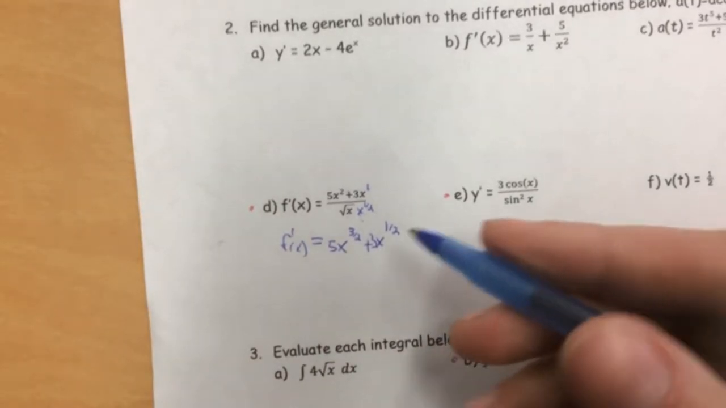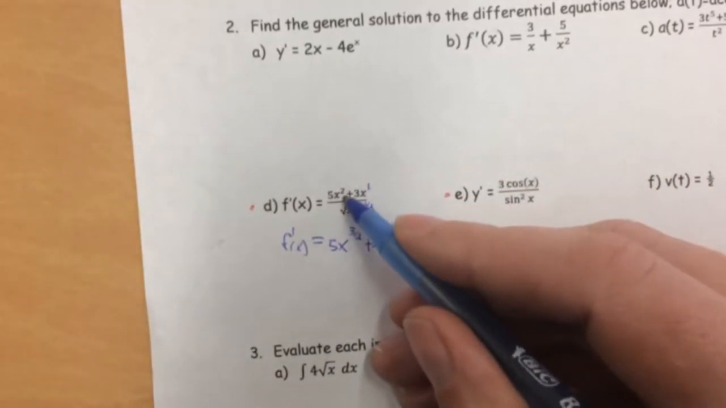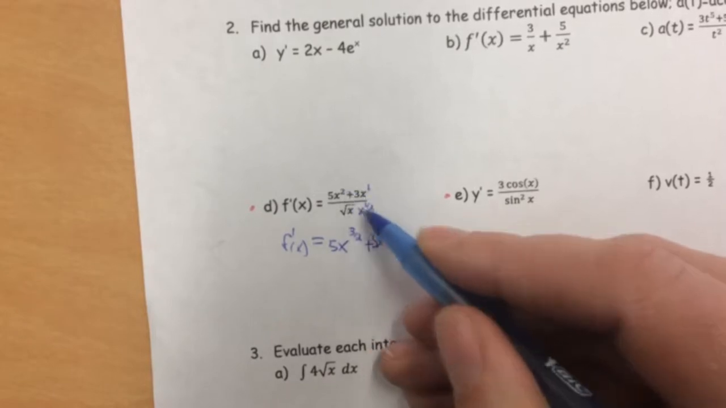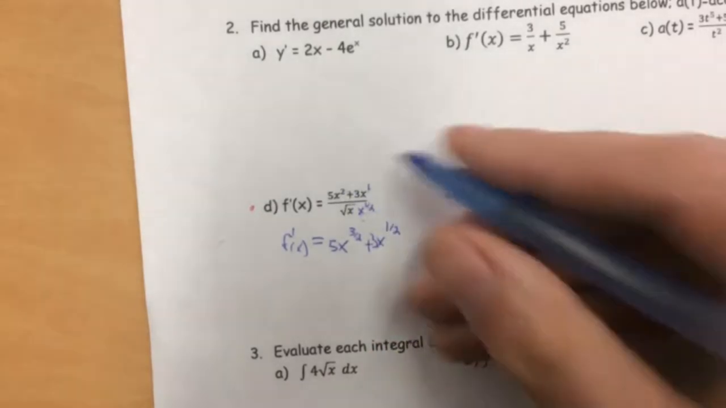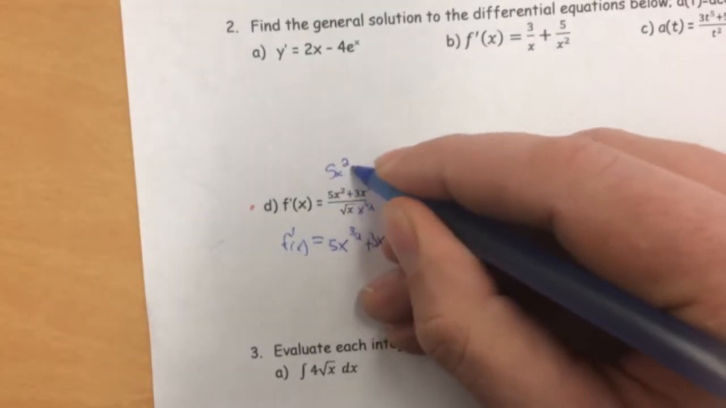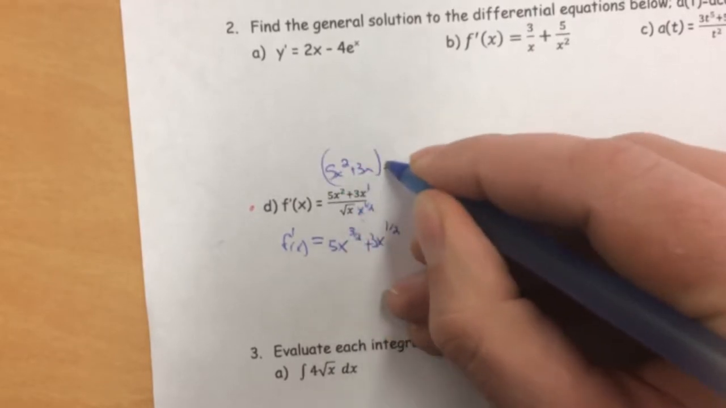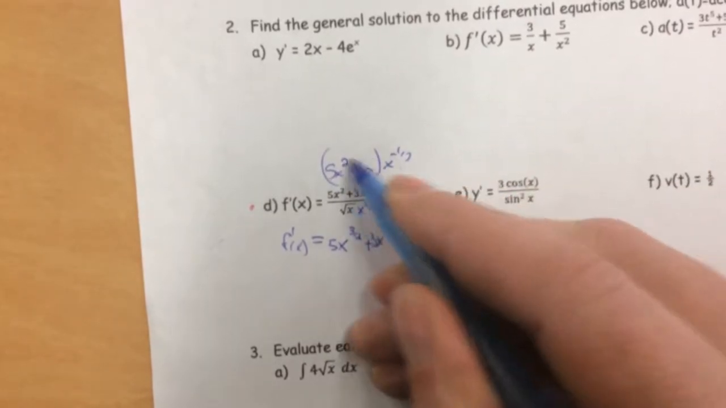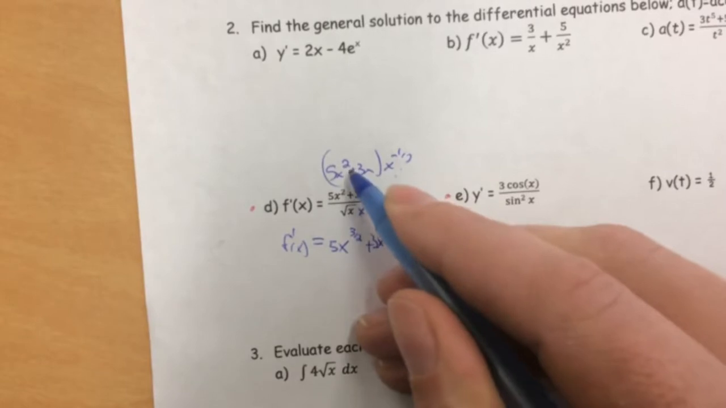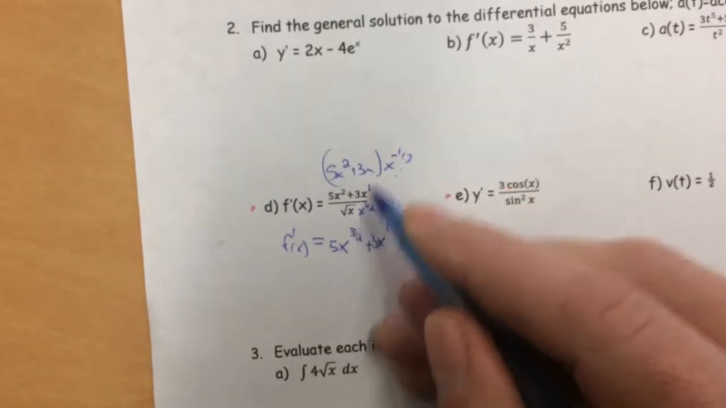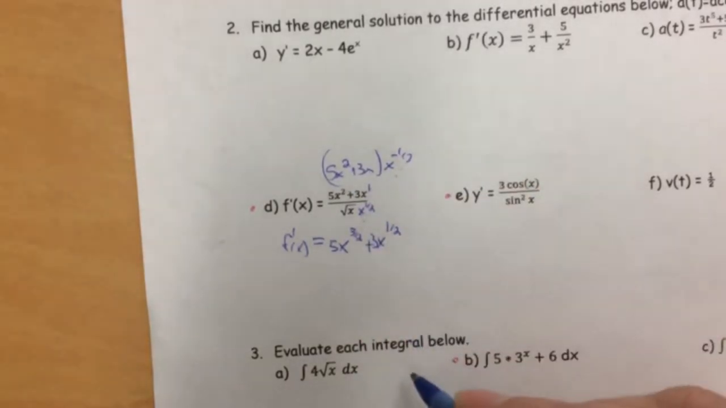And remember, this comes from algebra 1, which is that when you divide two things with the same base, you subtract their exponents. Another way you could think about it is 5x squared plus 3x times x to the -1/2, and when you multiply, you add exponents. So 2 plus -1/2 is 3/2, 1 plus -1/2 is 1/2.